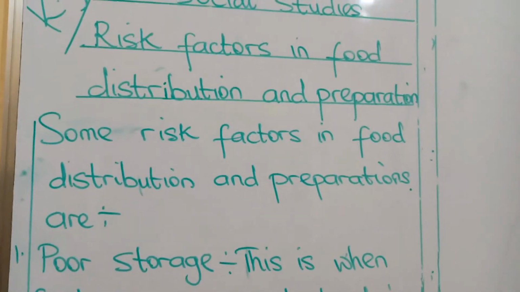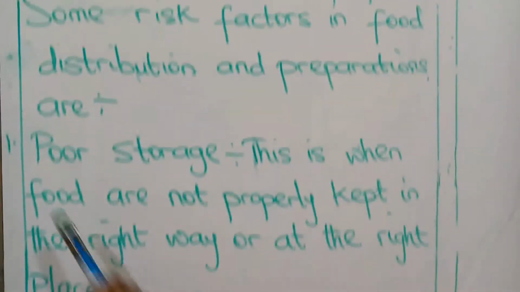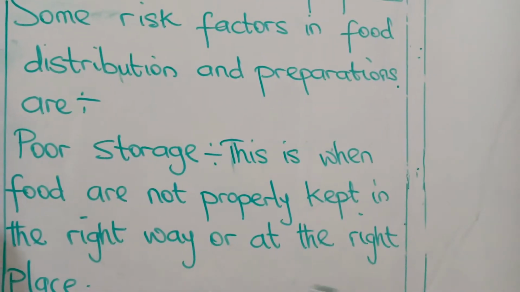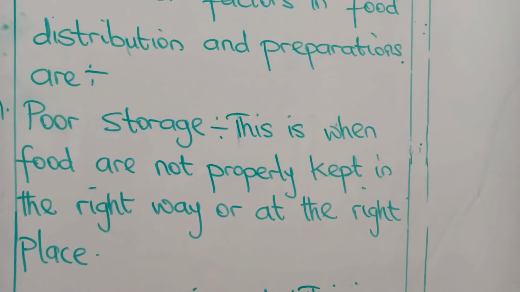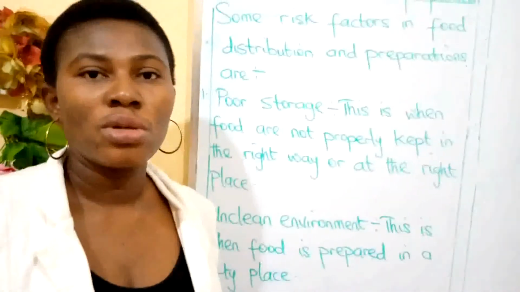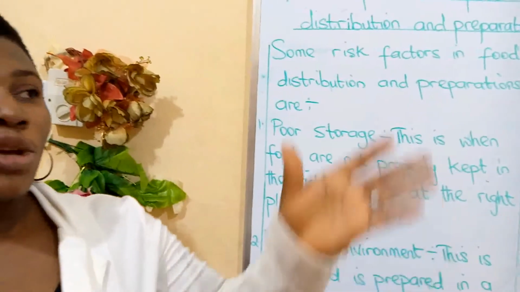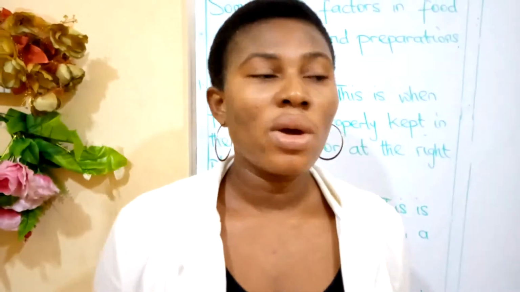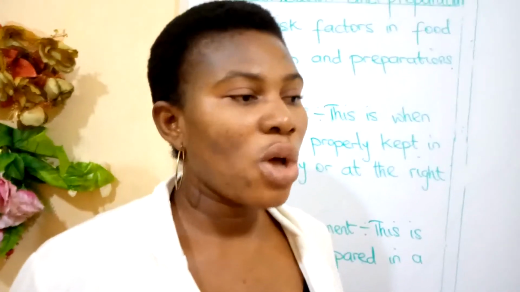Number one, we have poor storage. This is when food is not properly kept in the right way or at the right place. For example, storing your rice and beans in the toilet, and we know very well that our toilet is not the proper place to store our food. It exposes the food, thereby making it harmful for us to consume.